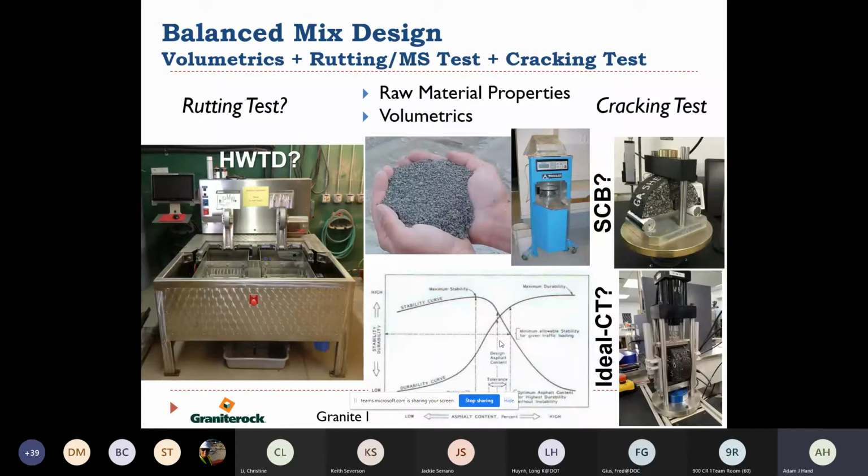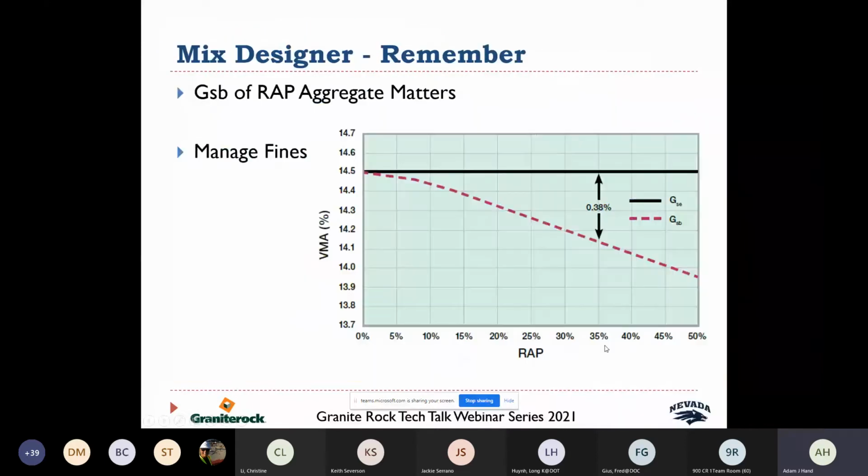This is a slide that Frances Vine developed in the late 20s. And it's really, again, a balanced mix design, having the right balance of enough asphalt binder so that we have good durability, therefore cracking resistance, but not so much that we have rutting. And that's exactly what we're trying to do with this balanced mix design approach. It's being promoted today by the Federal Highway Administration, as well as the National Asphalt Pavement Association.